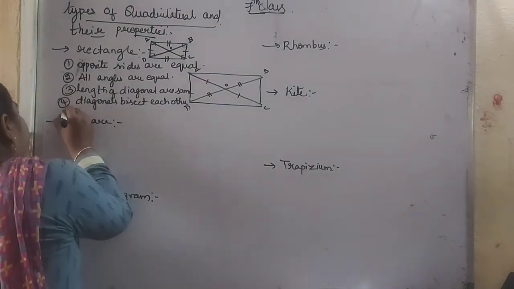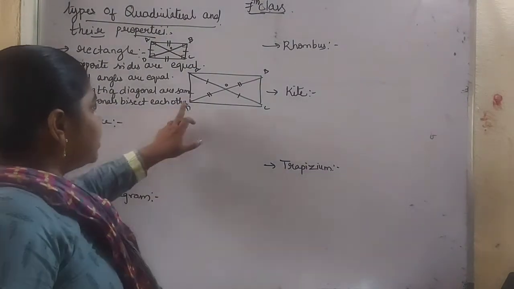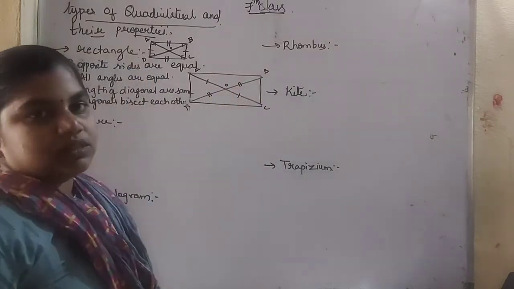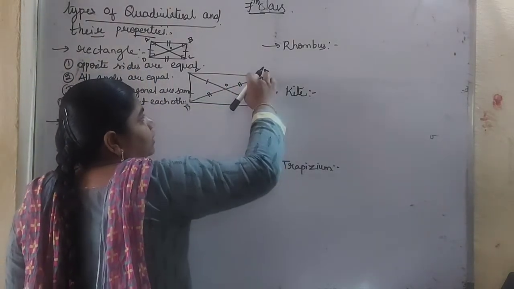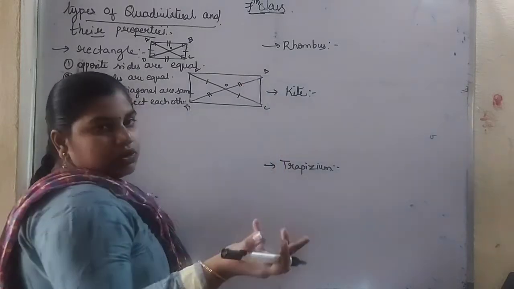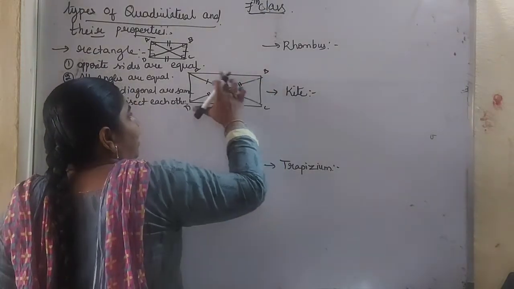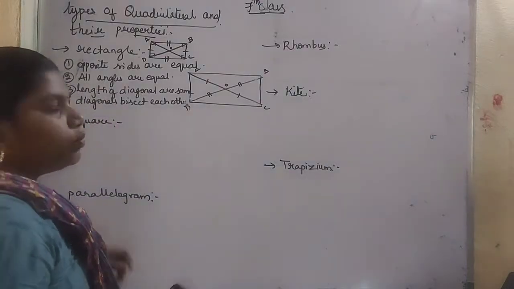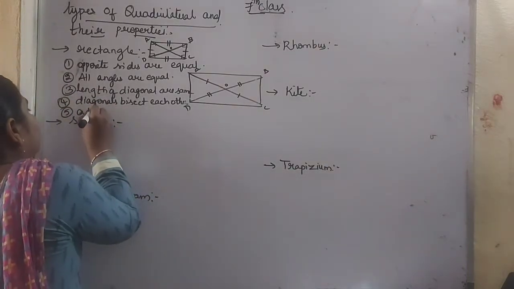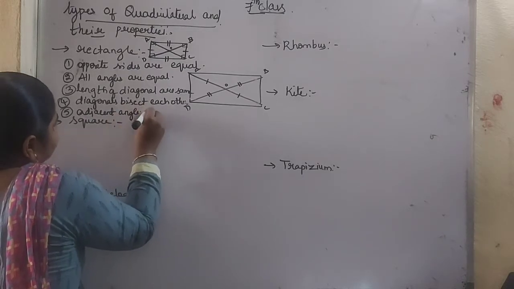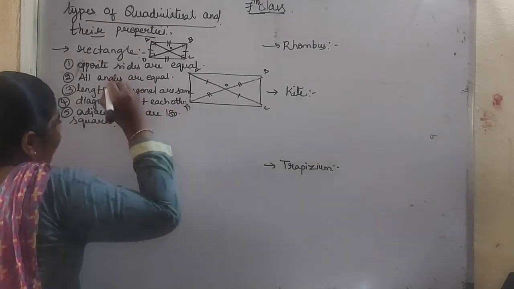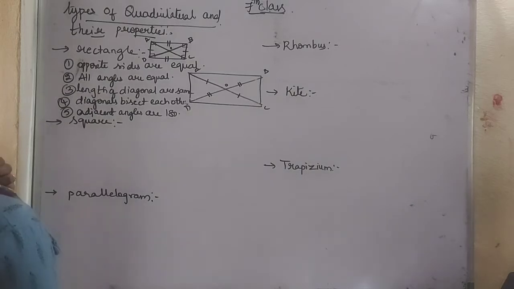And the last property is that the sum of two adjacent angles will always be equal to 180. If you add these two angles, it will be equal to 180. If you add these two angles, that will also be equal to 180. So adjacent angles add up to 180 degrees.